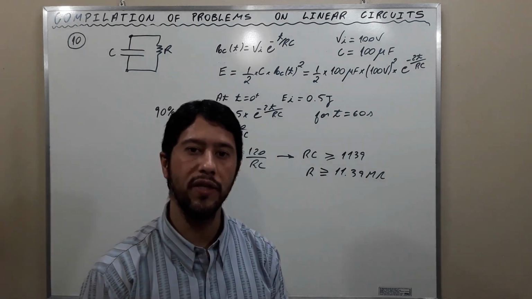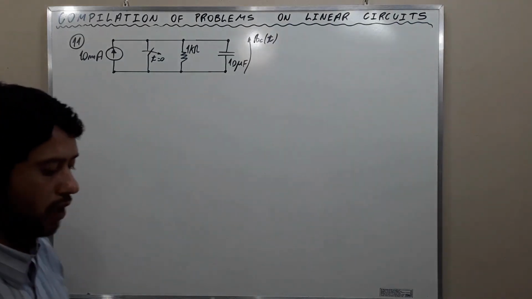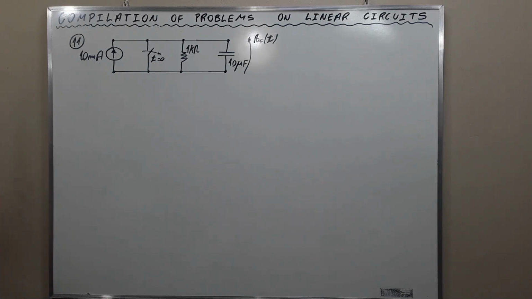Let's go to exercise 11. Question 11. Consider the circuit on the board. What is the steady state value of the capacitor voltage after the switch opens? Determine how long it takes after the switch opens before the capacitor voltage is within 1% of its steady state value. Okay, my friends, this is the question. Let's solve it.